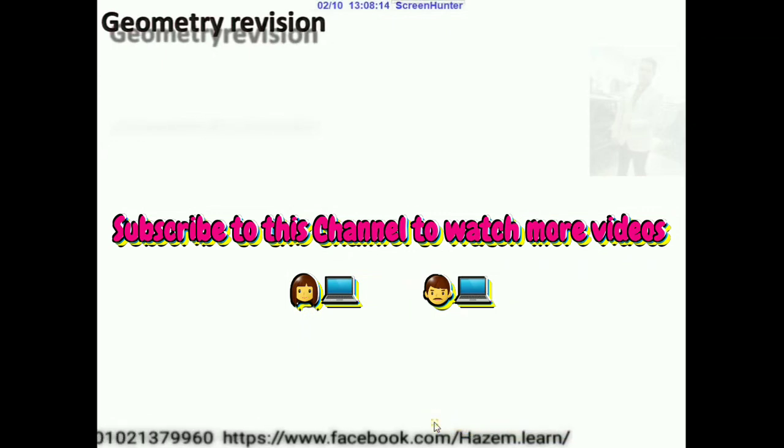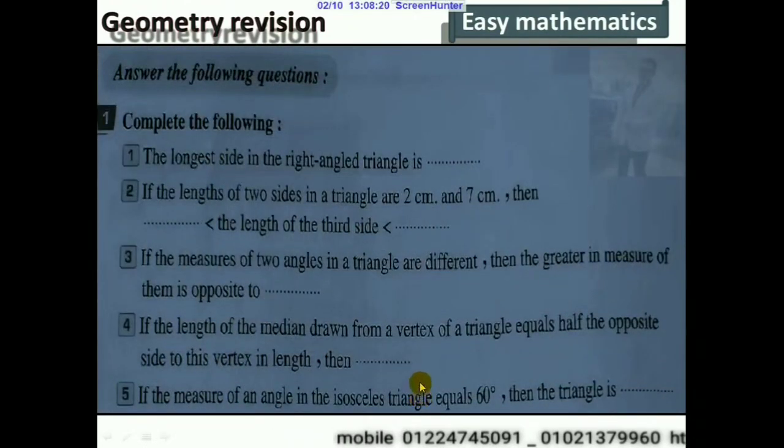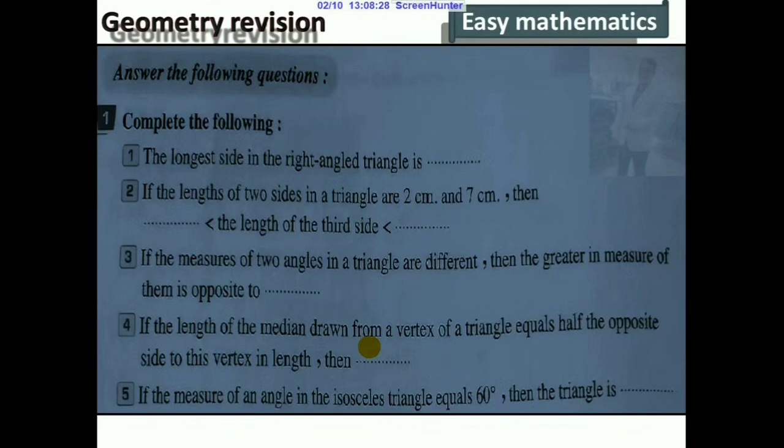Geometry revision from page Easy Mathematics. Answer the following question. Number 1. Complete the following. The longest side in the right-angled triangle is what? We all know when we have a right-angled triangle, it has a right angle, and the opposite side will be the greatest side in this triangle, which is called the hypotenuse.